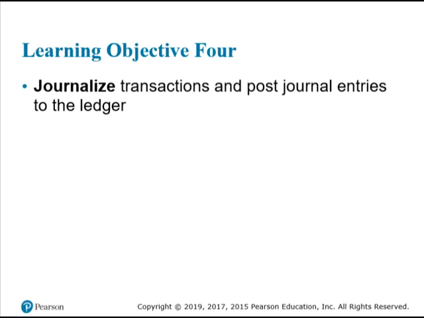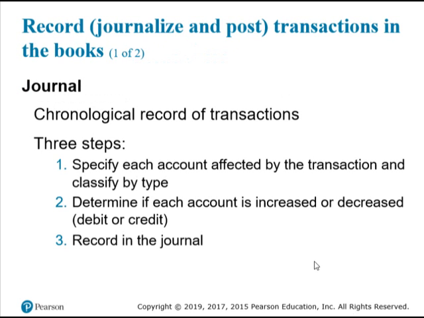Journalizing: taking the information about the transactions and recording it in the accepted format. There are 3 steps or more to journalizing a transaction. The first is to decide which accounts are affected and what type of account it is. Next, decide if those accounts increased or decreased. Then you're ready to record the transaction in the journal.